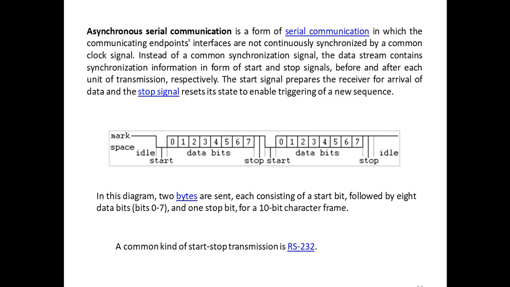The start signal prepares the receiver for arrival of data, and the stop signal resets its state to enable triggering of a new sequence. So basically it's just a luxury thing that is added to the serial communication to say that, okay, this is now the time that you have to receive the signal. This is now the time that the signal is a stop. And again, another start, and then another stop. So in this diagram, this is what you see: a start, and then some data bits, and then a stop. And the RS-232 is one of the common kinds of this start and stop transmission.